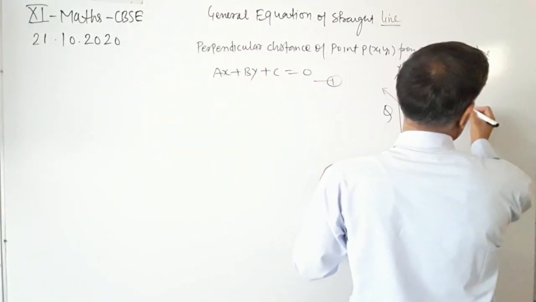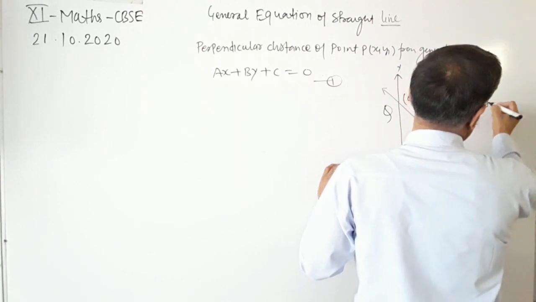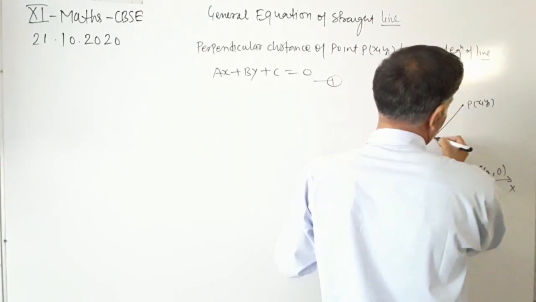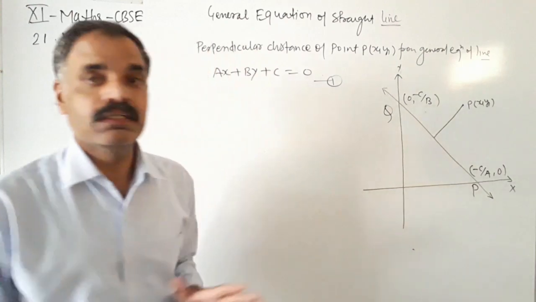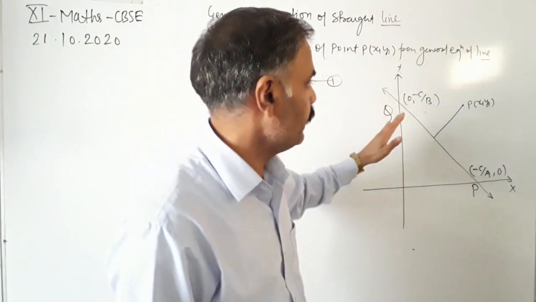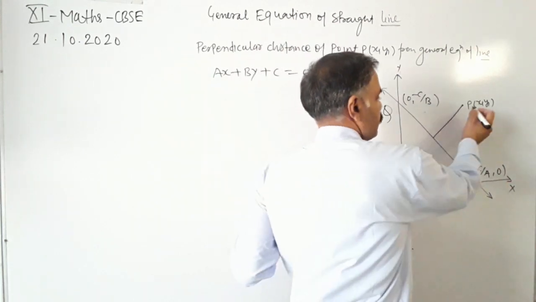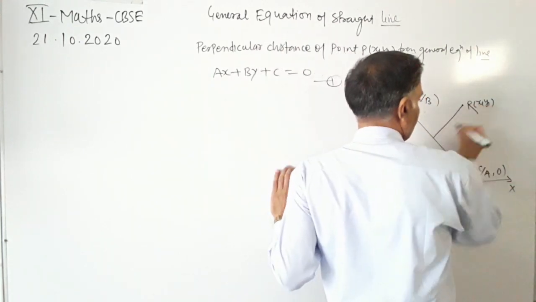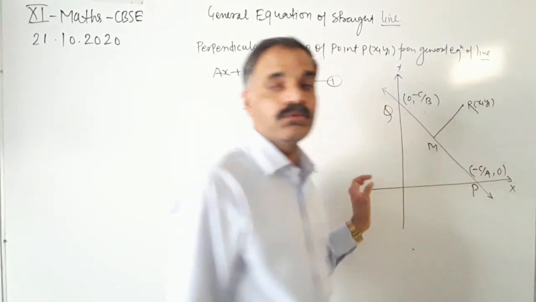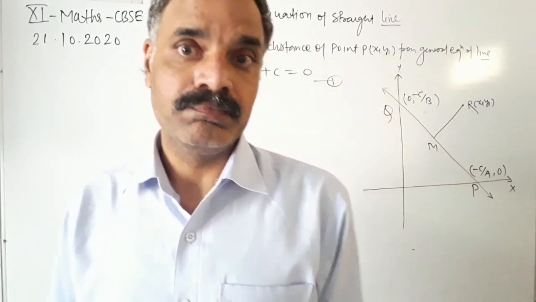Now we have to find the distance of this line from the given point. The given point is this P x1 y1. So we have to find this perpendicular distance. We want to find this perpendicular distance, that is RM. This is PQ and this is RM. We want to find the distance RM.